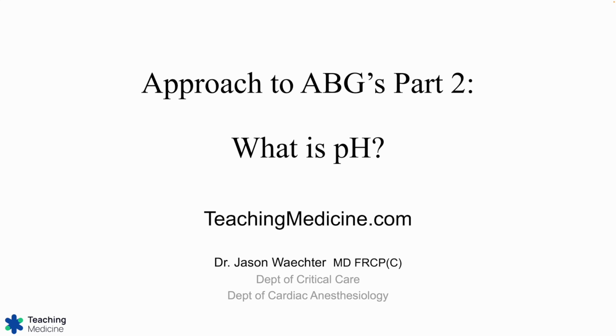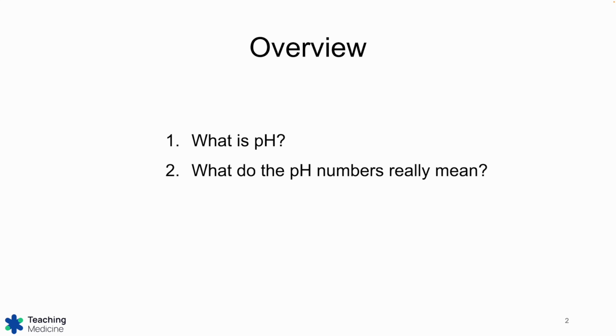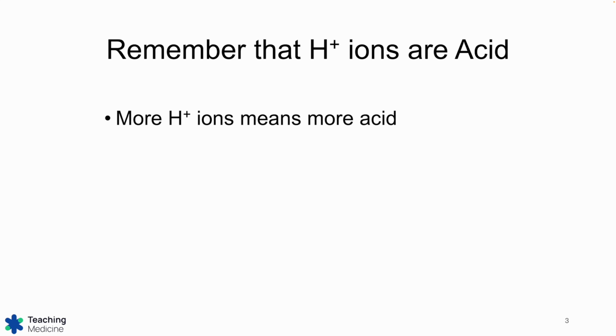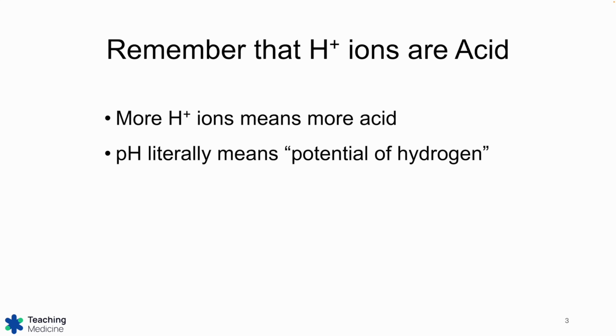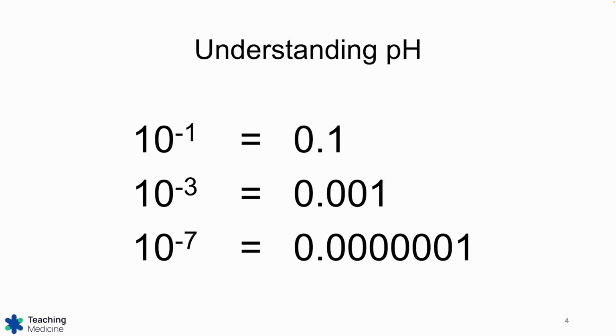What is pH? We're going to talk about what pH is and what the numbers actually mean. Remember that hydrogen ions are the definition of acid, and the more hydrogen ions you have, the more acidic a solution is. pH literally stands for the potential of hydrogen, and effectively it is a count of the hydrogen ions, and we're going to explain to you how it does this.